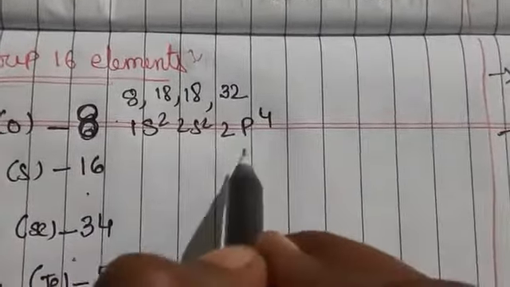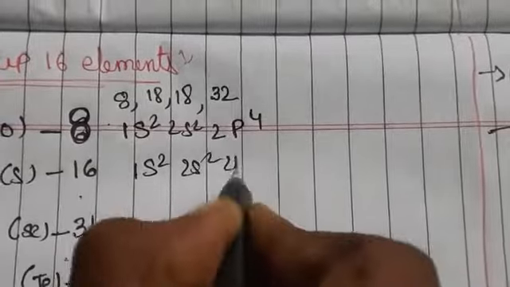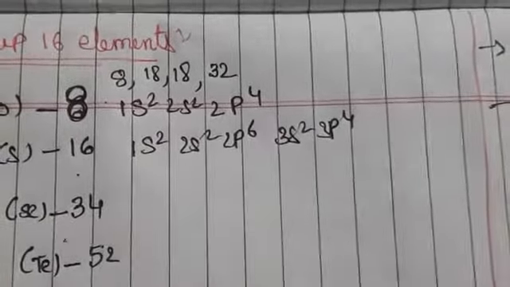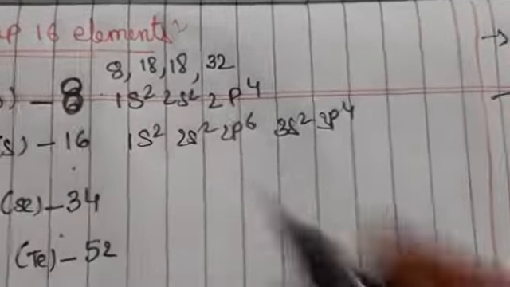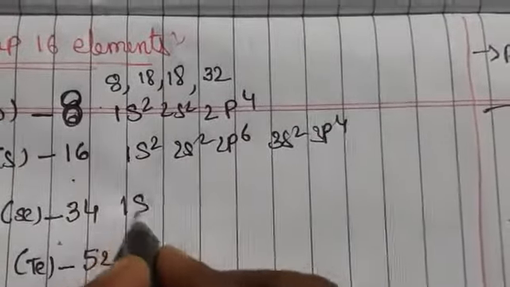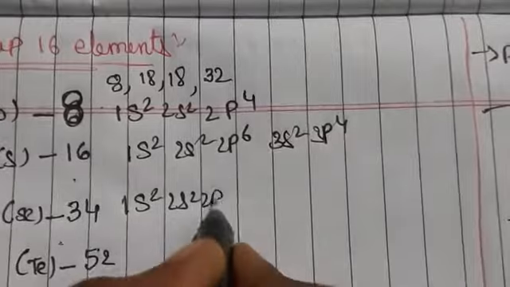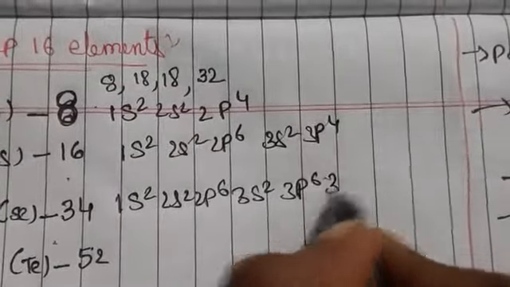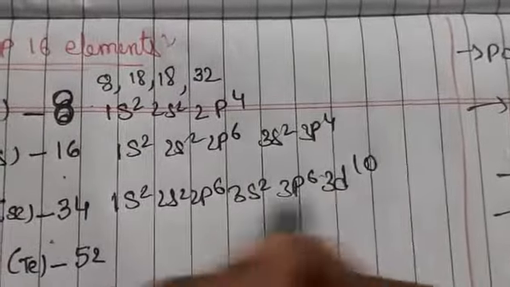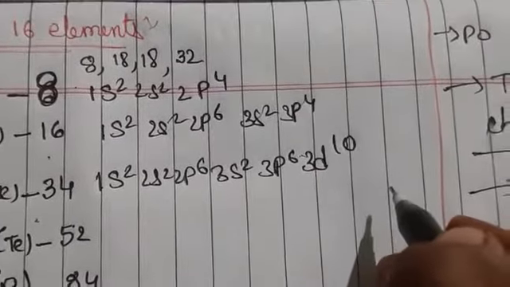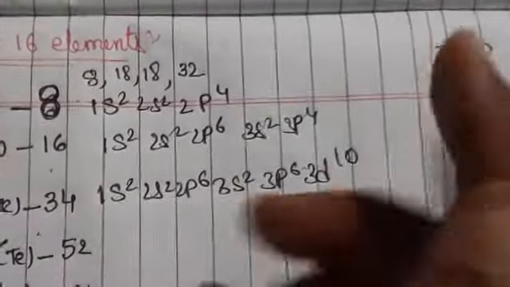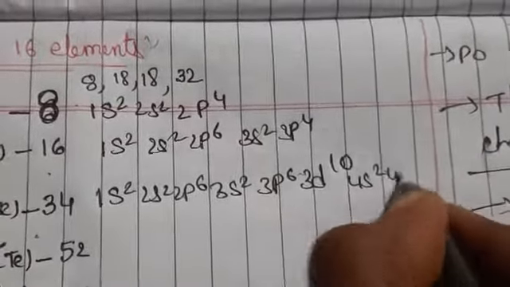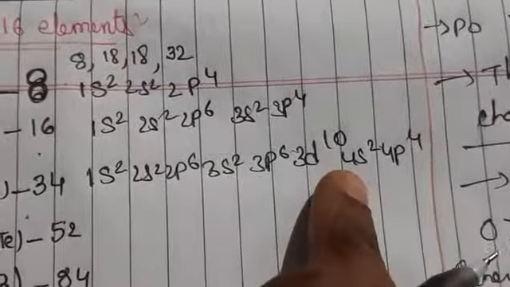And coming to sulfur, with atomic number 16: 1s2 2s2 2p6 3s2 3p4. If you count it, it is 16. And coming to selenium: 1s2 2s2 2p6 3s2 3p6 3d10, that is 28. Still we need 34, so 4s2 4p4.